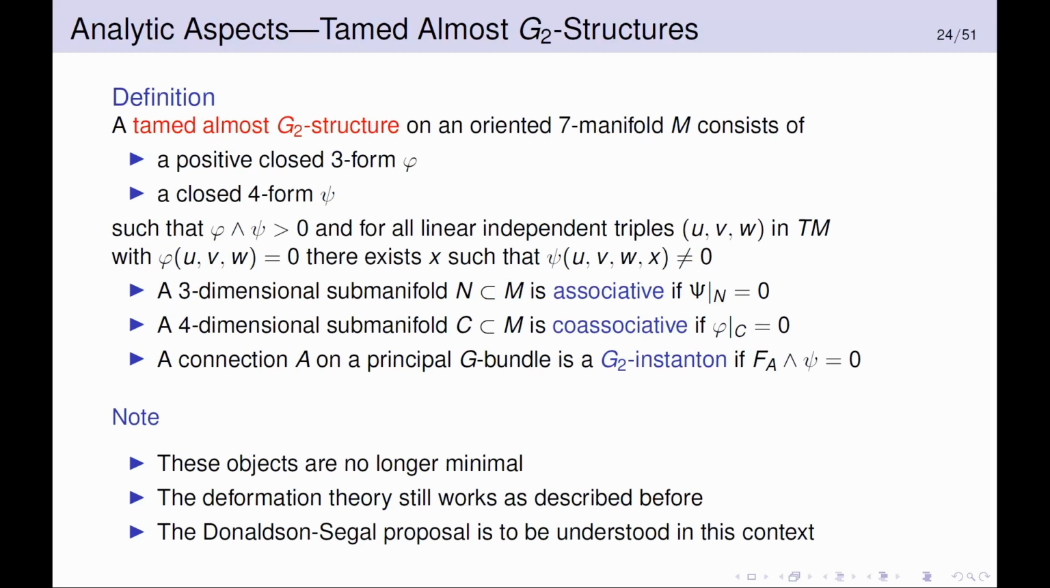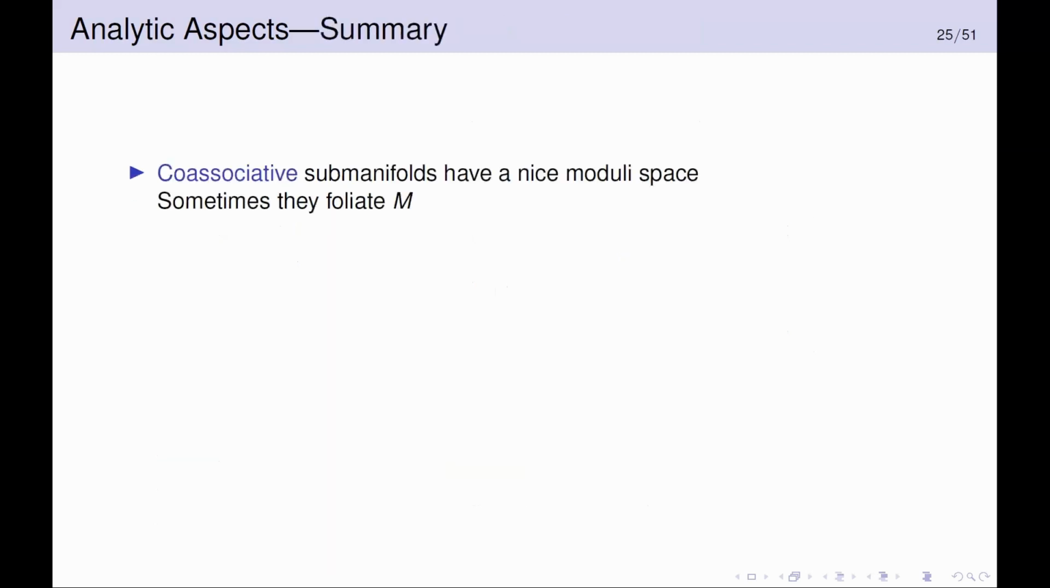Okay, but we'll not come back to this in the second half. It's just to tell you that all the analysts have thought about making things easier. So to summarize, coassociative submanifolds have nice moduli spaces, and sometimes they even foliate N.